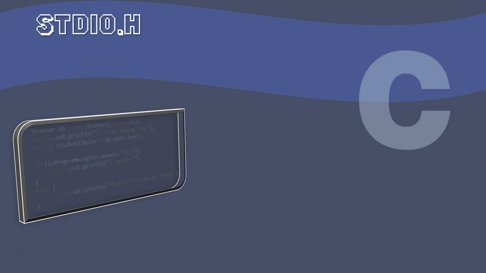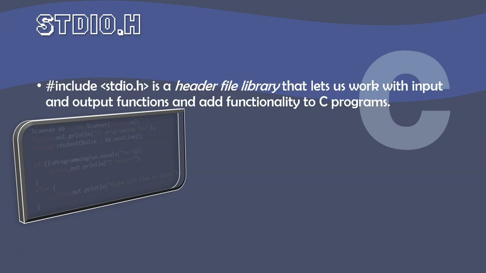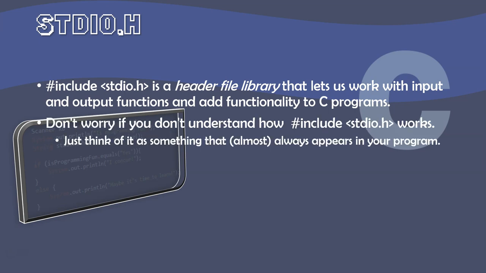So let's also look at something that's a little bit new to us, which is this stdio.h. The include statement here is saying include a header file library. And this is what lets us work with input and output functions and add functionality to our C programs. Don't worry right now, of course, about understanding how or really what include stdio is or how it works. Instead, just think of it as something that almost always is going to be within your program.